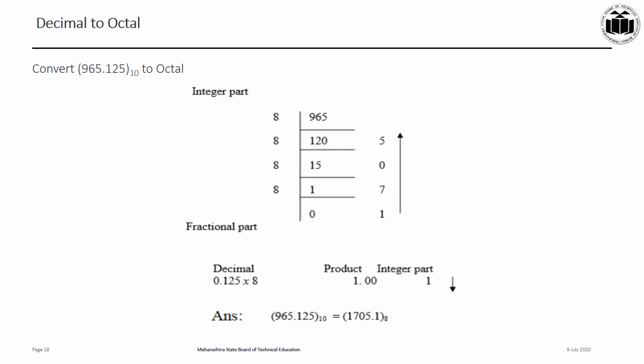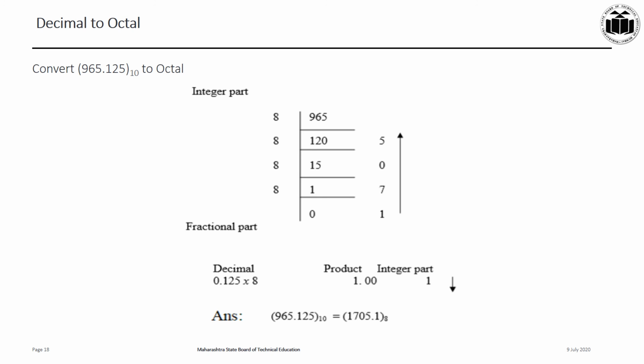Decimal to octal conversion. Here, let us take the example of 965.125 as a decimal number, which is to be converted into octal. For 965, you will divide by the base 8. The remainder is to be noted, which is 5 in this case. The quotient 120 is further divided with the base 8. Always the remainder is to be noted. This procedure is to be carried down till nothing is left. And note down the remainders from bottom to top as shown in the arrow. So 965 decimal is represented by 1705.